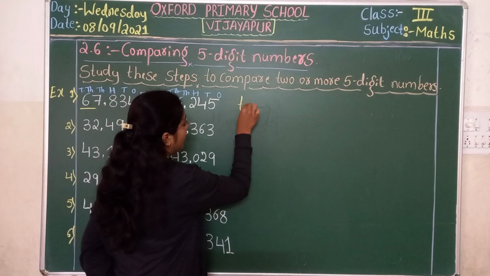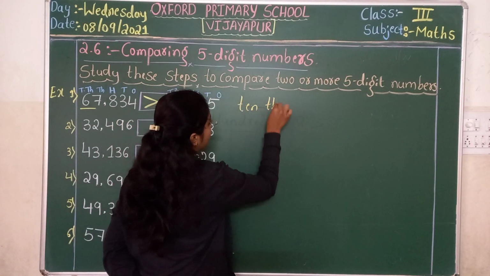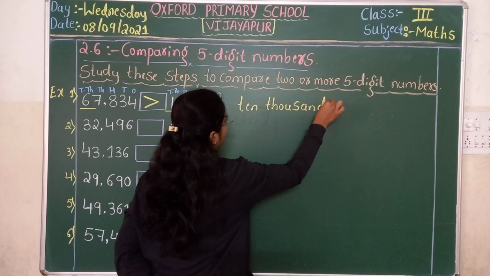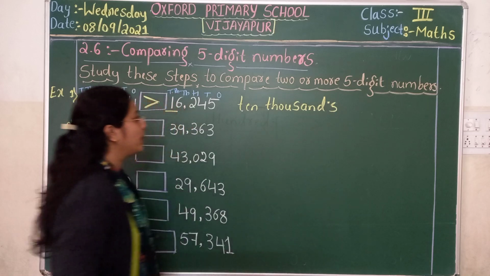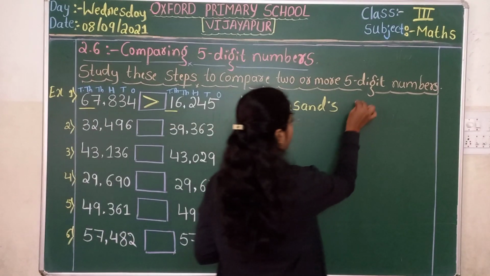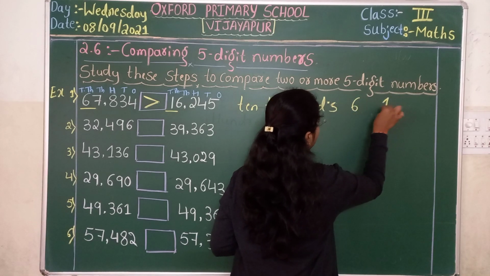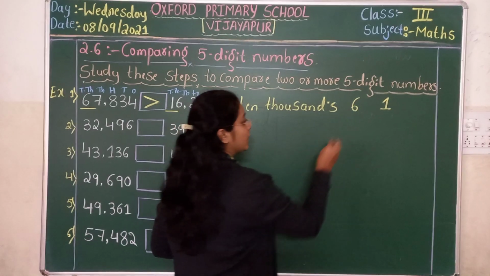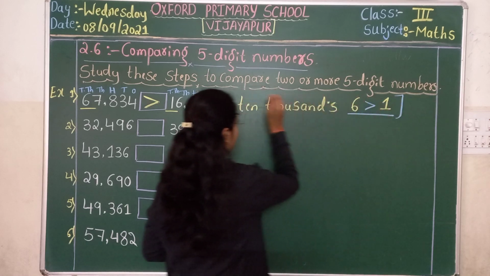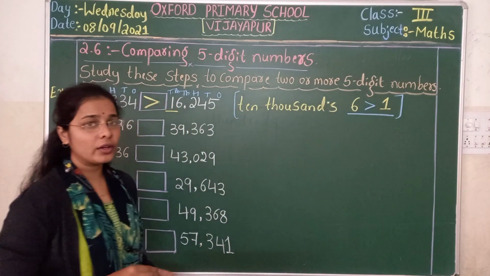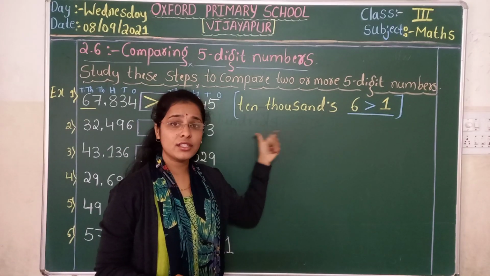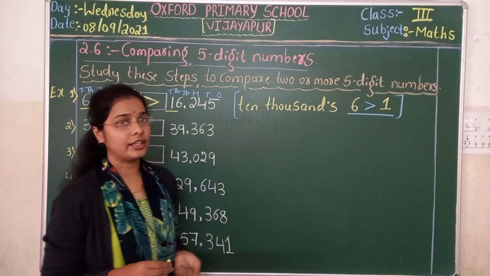So write down 10,000s. Which digits did we compare? 6 and 1. These two digits we compared. Which is the bigger now? Number 6 is the bigger. So we have to insert the sign like this. Okay? This we already learned. Whichever digits we compared, as well as the place which we compared, we have to write here.